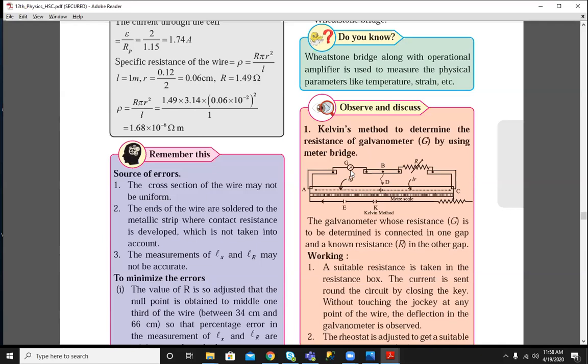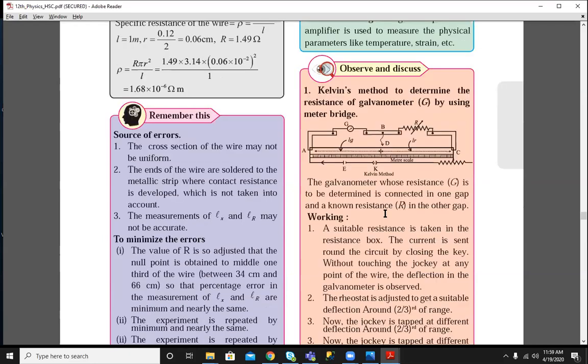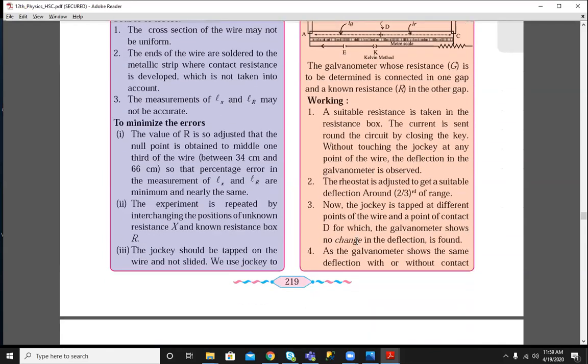So the galvanometer will show a reading only for one condition. As we are getting the same reading at the point D, there will be no current along this path, which means the points B and D will be equipotential points. In this method we are not getting zero deflection in the galvanometer; we are getting the same deflection before and after touching the jockey. That's why this method is called the equal deflection method.